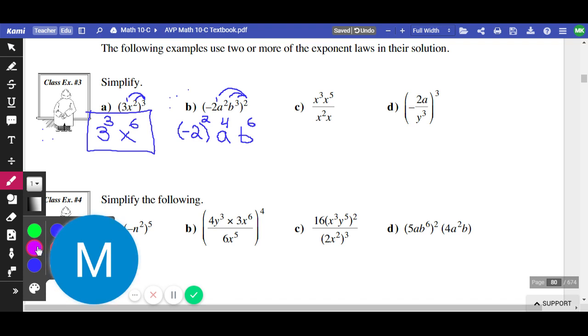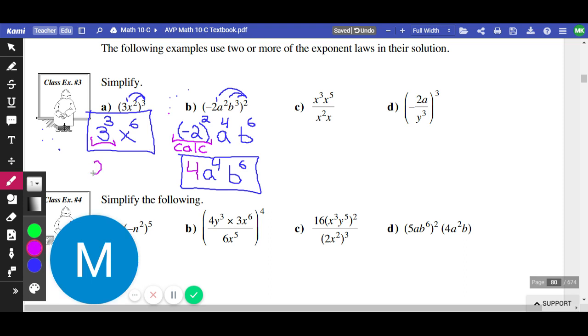Fantastic. That's probably not how you see your final answer. How you probably see your final answer is they would actually evaluate or calculate that part, because that's an actual reasonable number to put in your calculator. If you put negative 2 squared in your calculator with brackets, you get 4. So your final answer is probably 4, a to the 4, b to the 6. It also means on the previous question, they probably would have done the same thing. They probably would have calculated 3 to the power of 3 to be 27. It's the same answer, just written differently. They've just evaluated the coefficient.